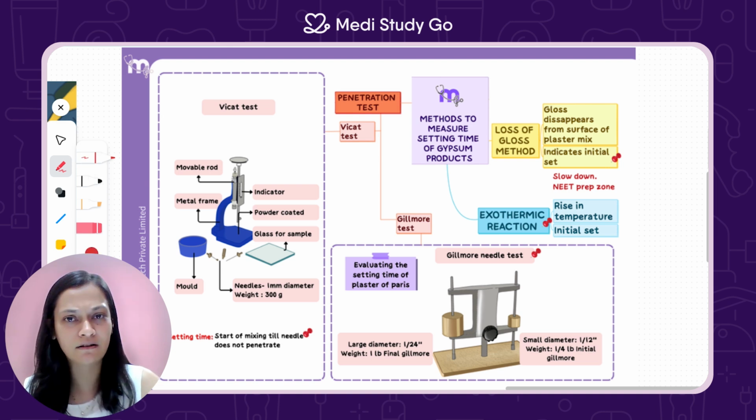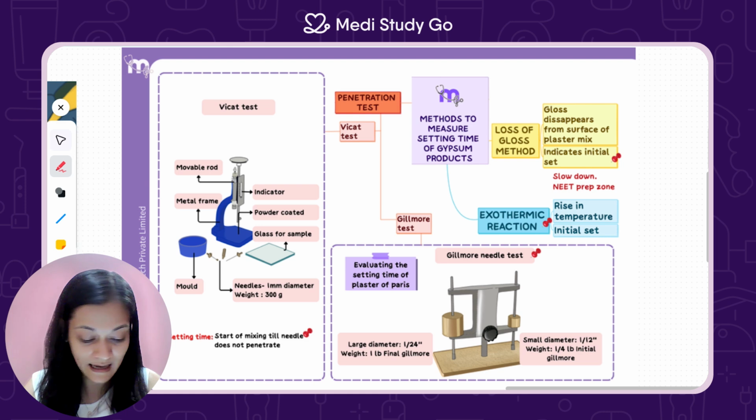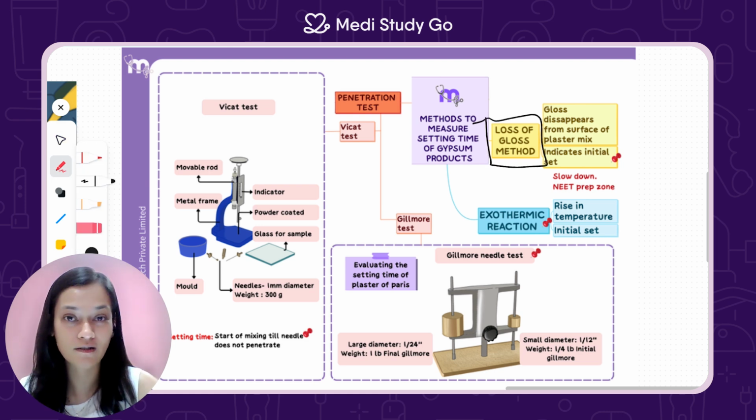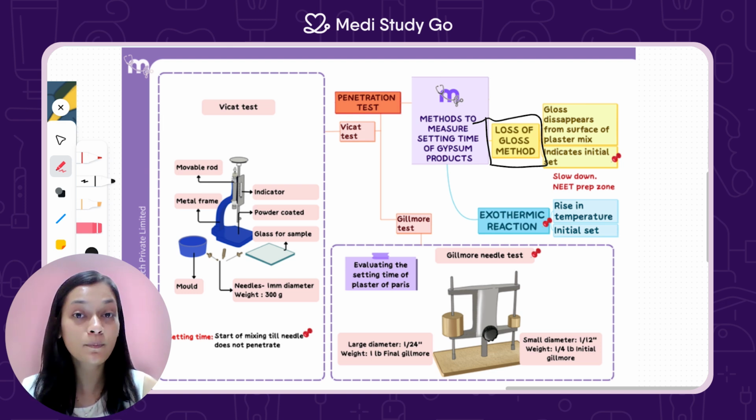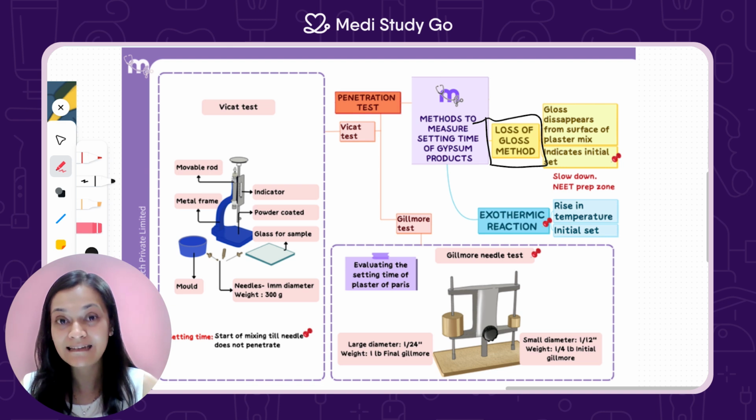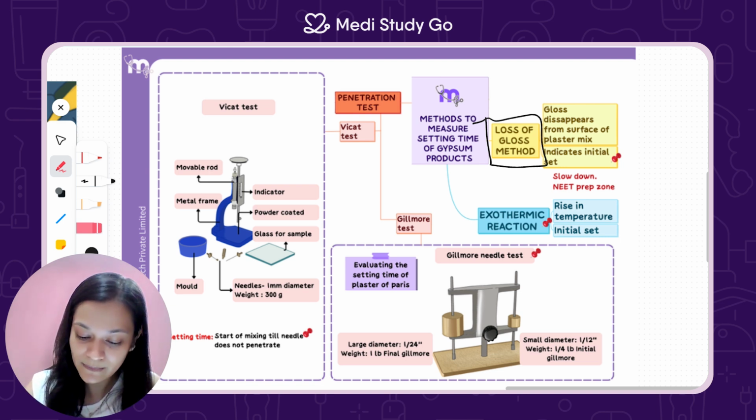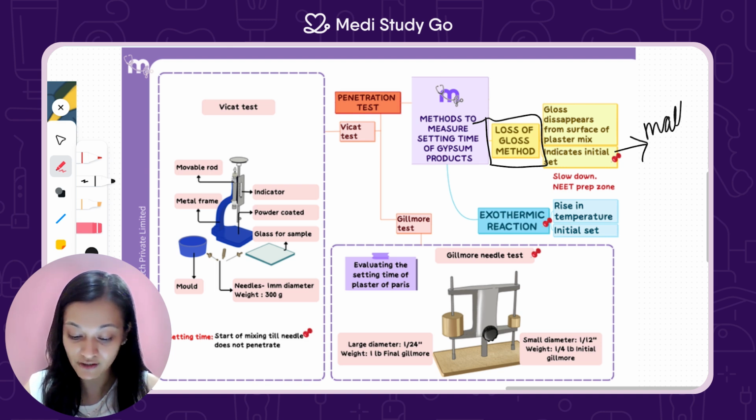So the first method, which is very easy and which is routinely done, is the loss of gloss. What is meant by that? So whenever you mix your gypsum along with your water, what happens? It gives a very glossy mix or a creamy, smooth texture that is formed. And once you pour it, you have to see that if the appearance is matte. So it will be the matte appearance that will indicate the initial set.